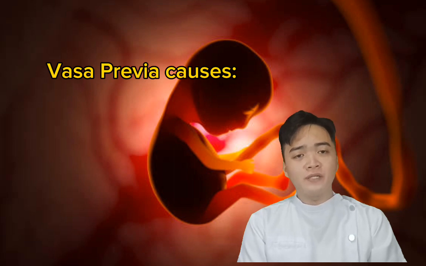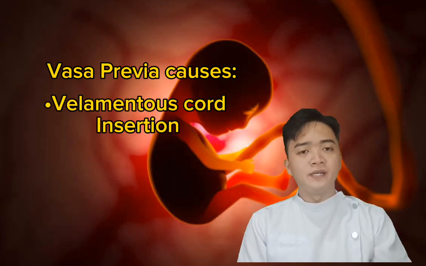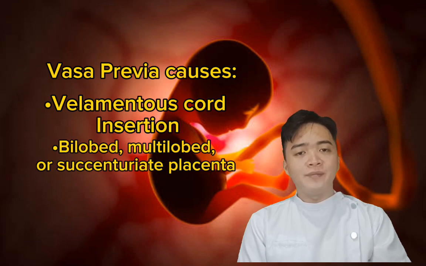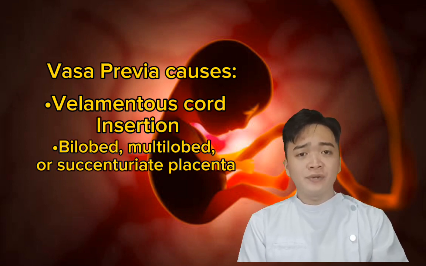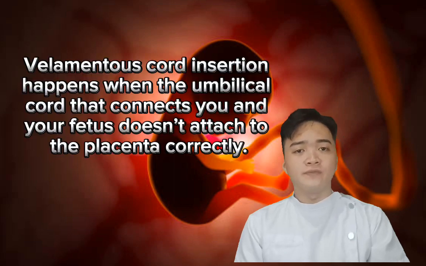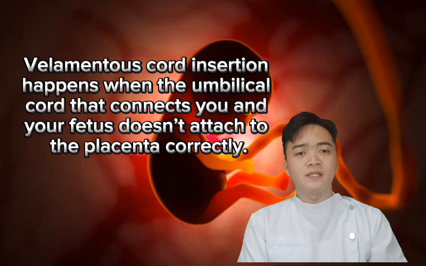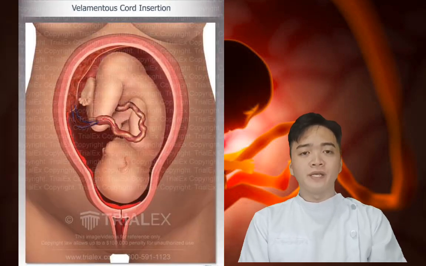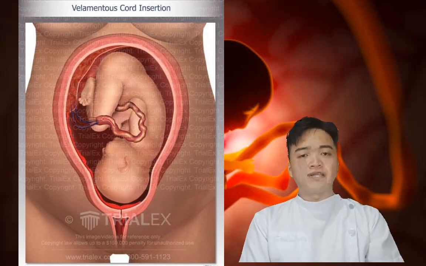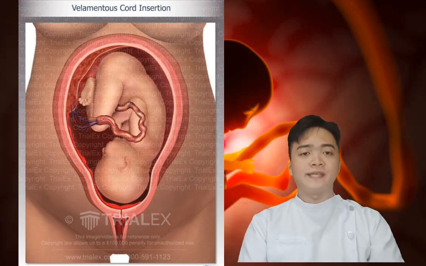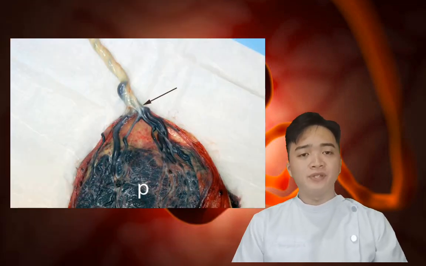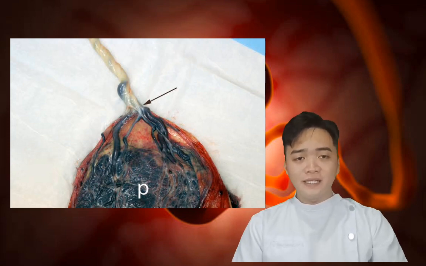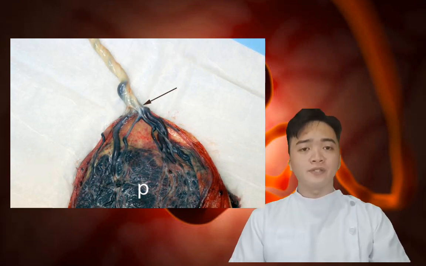So what are the causes of vasa previa? There are two main causes: filamentous cord insertion, and bilobed, multilobed, or succenturiate placenta. In filamentous cord insertion, the umbilical cord that connects you and your fetus doesn't attach to the placenta correctly. Instead, the umbilical cord inserts into the amniotic sac or attaches to the membranes outside the placenta. And if the blood vessels in the amniotic sac are above the cervix, then it can lead to complications during pregnancy, causing vasa previa.